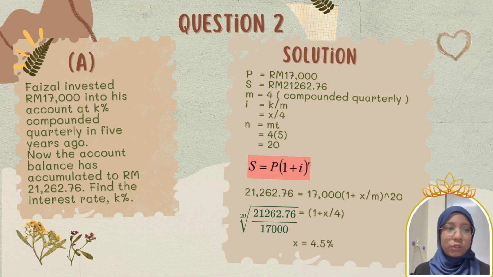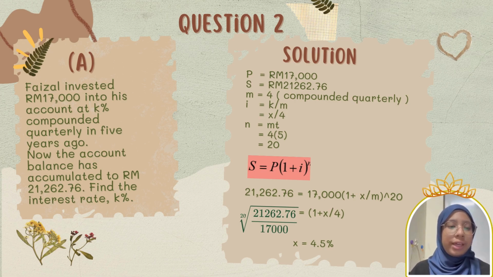Next, we move to question 2. Based on question 2A, find the interest rate k%. So we need to find the value of k. Given P is RM 17,000, S is 21,262.76, m equal to 4, which is compounded quarterly, i equal to k over m. At this point, we consider k as x, so it will be x over 4. n equal to mt, which is 4 times 5 equal to 20.